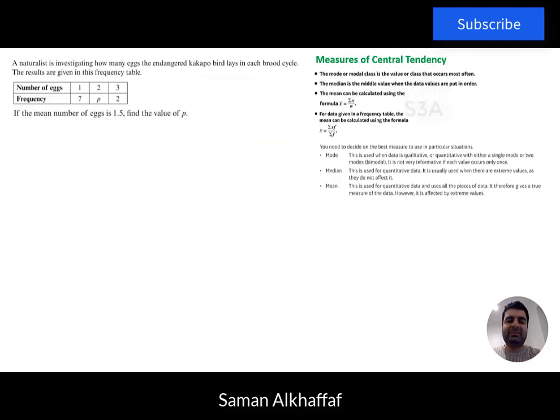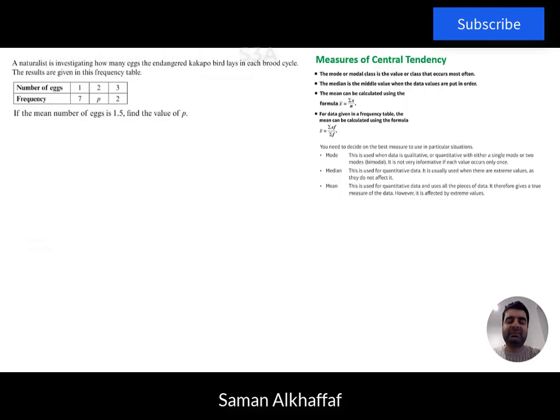In this example, a naturalist is investigating how many eggs the endangered couple bird lays in each brood cycle. The results are given in this frequency table, showing the number of eggs and their frequency. If the mean number of eggs is 1.5, find the value of P.